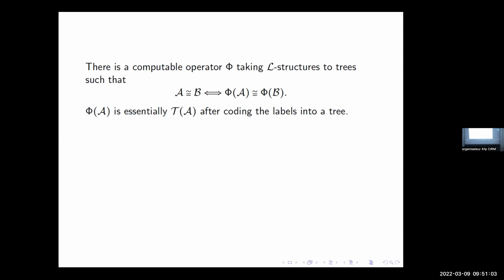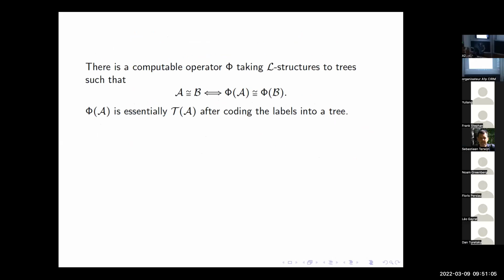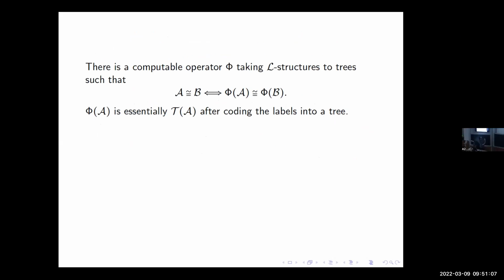All right. Okay, so the point is that there's a computable operator that takes L structures to trees, and that operator is essentially you take this back and forth tree, and then you take away the labels and turn it into a tree. So that last step is sort of negligible. Really, it's just taking this tree of tuples.